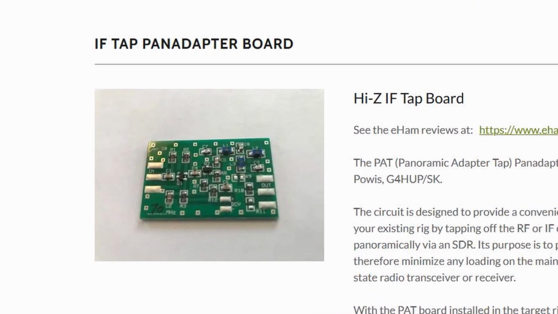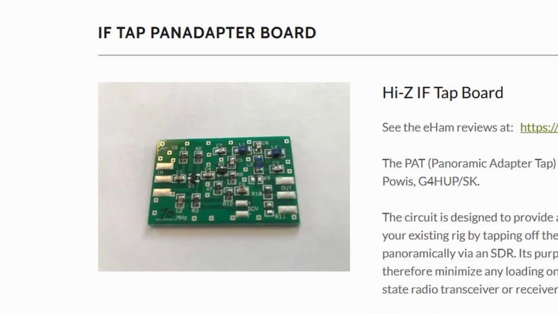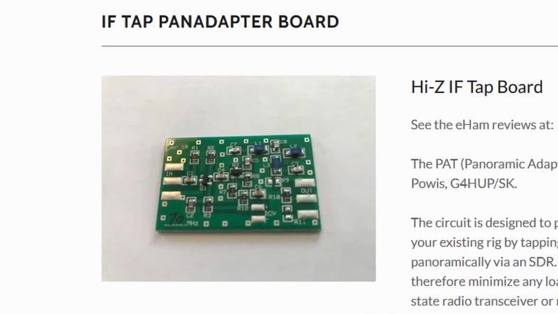The tap board is designed to present a high impedance to the IF circuit, minimizing loading on the signal path. The board is small, coming in around an inch by inch and a half, making it easy to install in tight places.